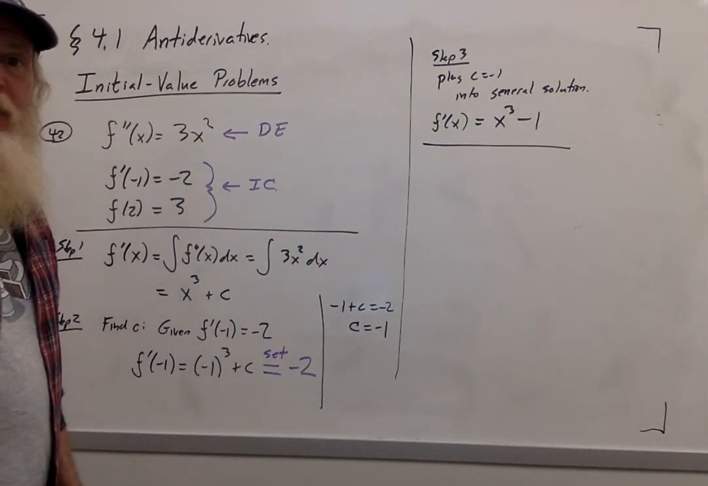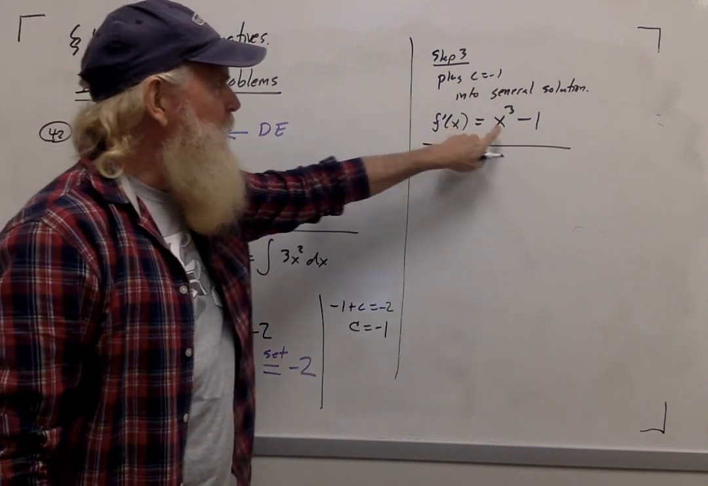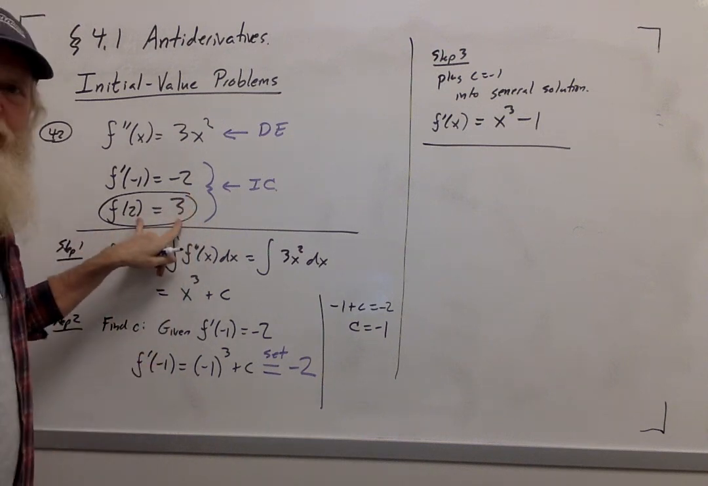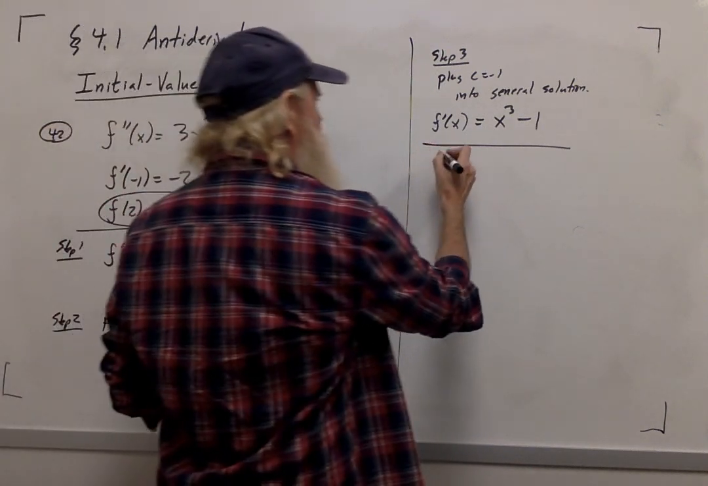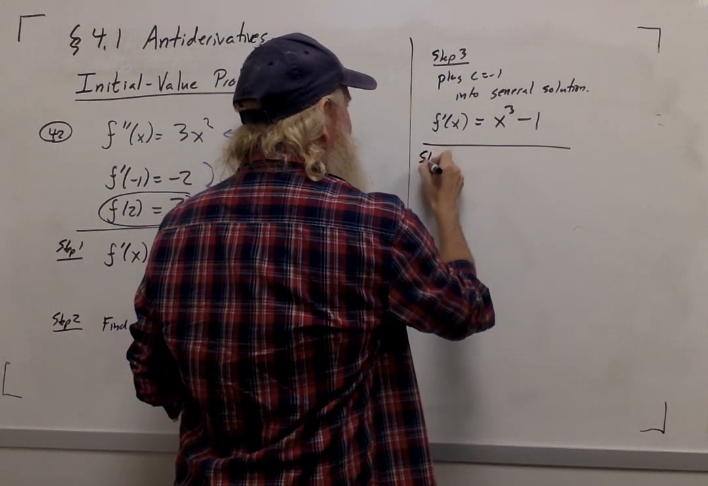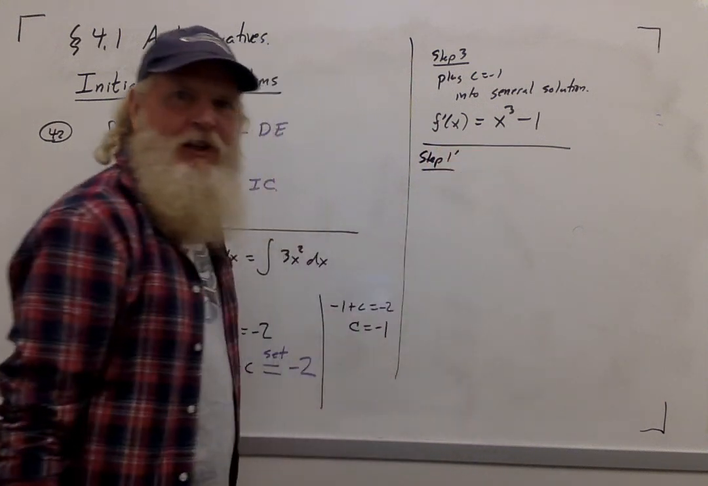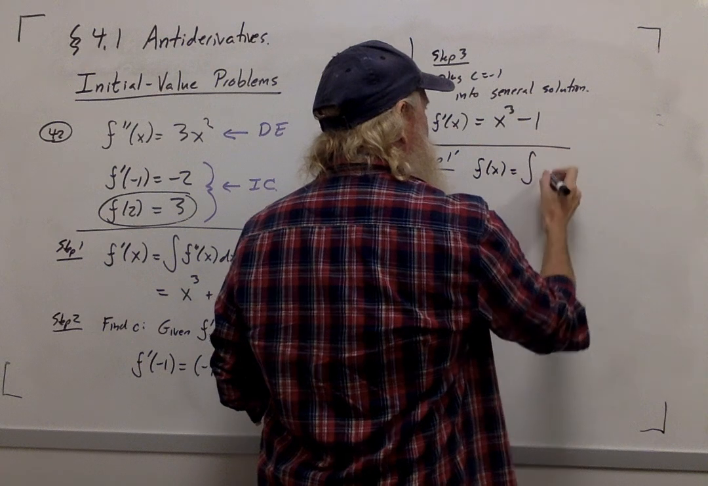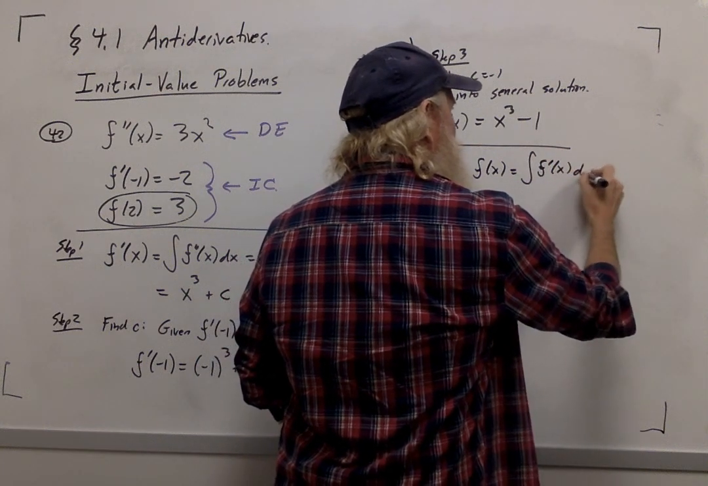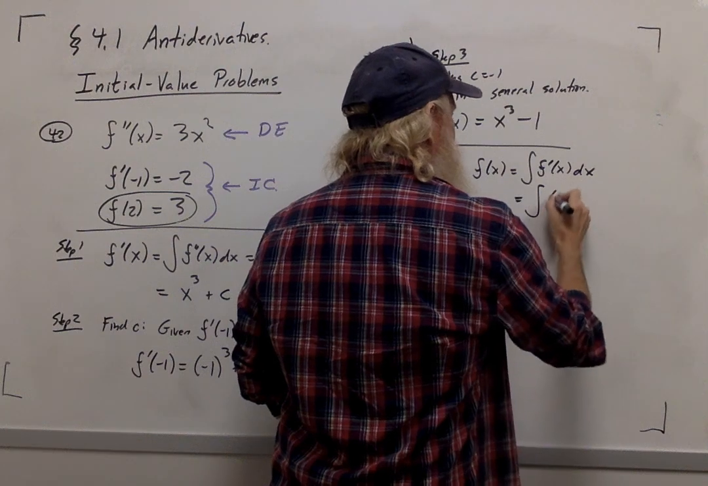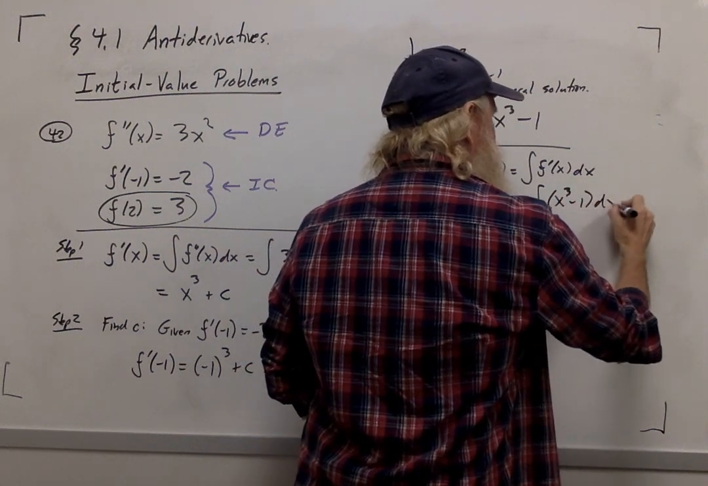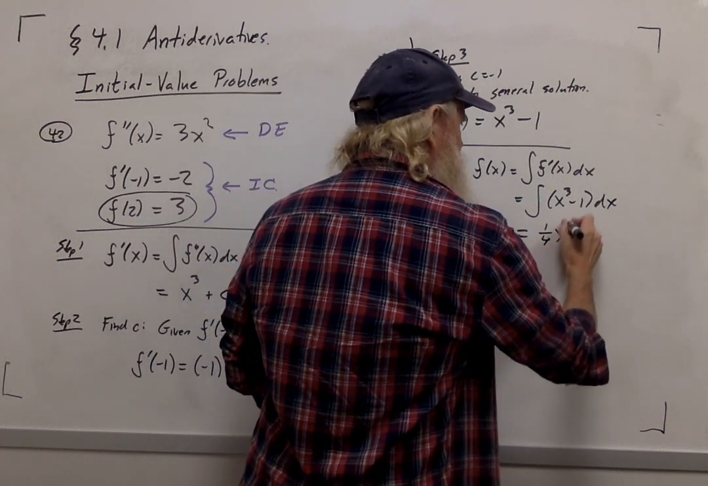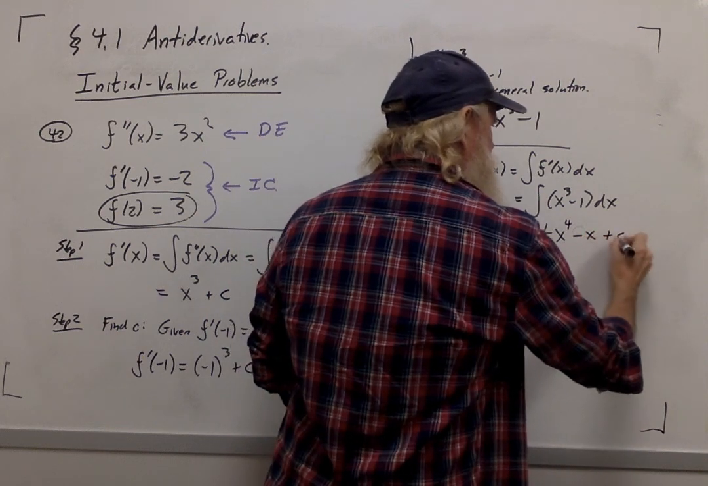And now we're going to cycle through all of this again. Now we know that the derivative of f is x cubed minus 1, and we still have this unused initial condition that f of 2 equals 3. So continuing, let's go back to step 1 again. I'll call it step 1 prime, second time through. The function we're looking for will be the antiderivative of f prime, which is the antiderivative of x cubed minus 1. Using the power rule, I get 1/4 x to the 4th minus x plus c.